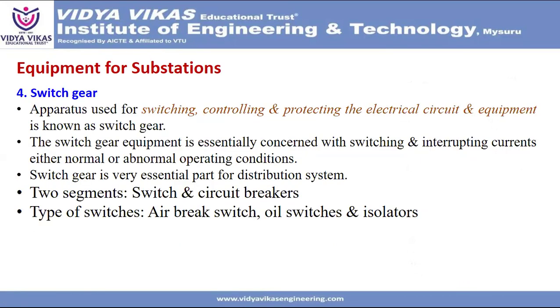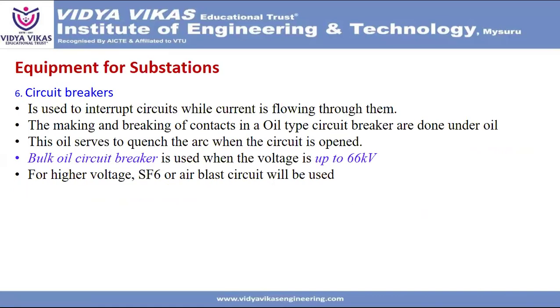Switchgear. What is switchgear? The equipment used for switching, controlling, and protecting the electrical circuit and equipment is called switchgear. The switchgear equipment is essentially concerned with switching and interrupting current, in either normal or abnormal operating conditions. Switchgear is a very essential part of the substation system. Two segments: switches and circuit breakers. Types of switches: air break switch, oil break switch, and isolators.